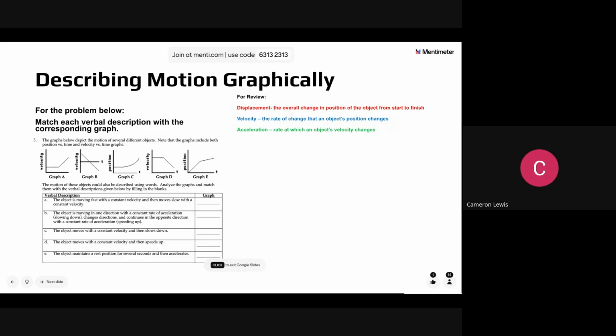All right, okay, we got everyone back in the main session. So now I want to hear more of your thoughts. I'll start with our first group, Group A, who had verbal description A. What did you come out with?